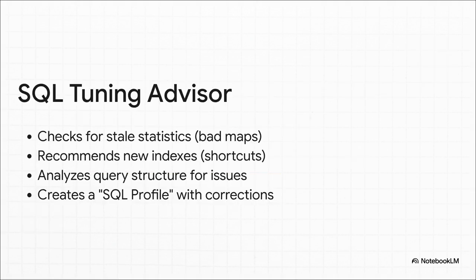It'll scan for those out-of-date maps, finding stale statistics. It'll recommend building new highways by suggesting new indexes. It'll even look at your original travel request and say, hey, maybe if you asked for it this way, it would be faster. And probably the most powerful thing it does is create a SQL profile. Think of it like a sticky note on a map with special instructions, correcting the planner's bad assumptions so it makes a smarter choice every single time.